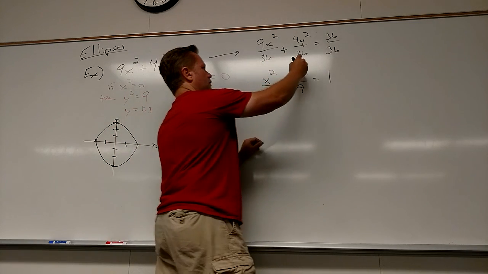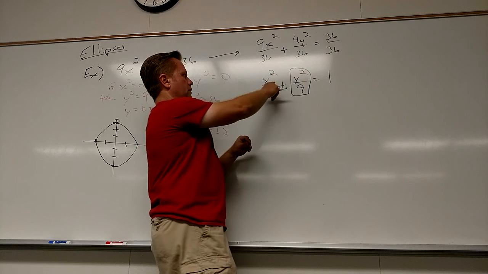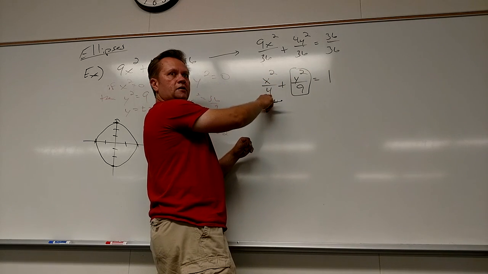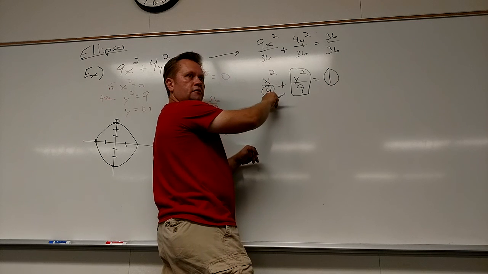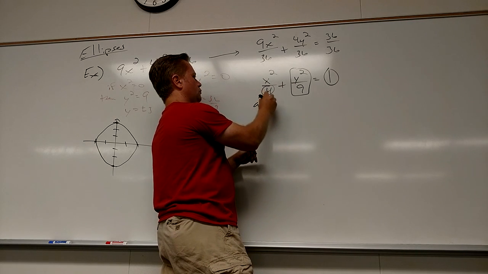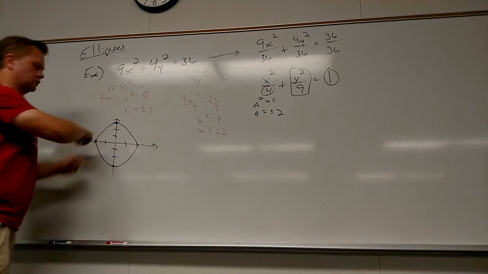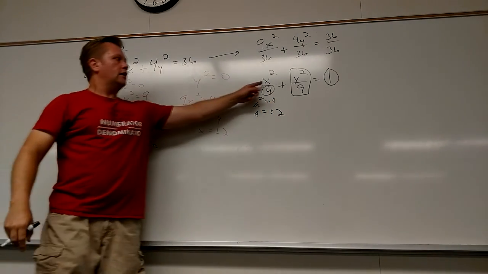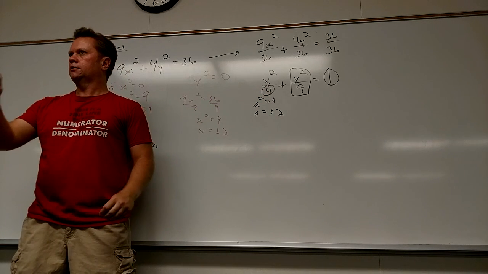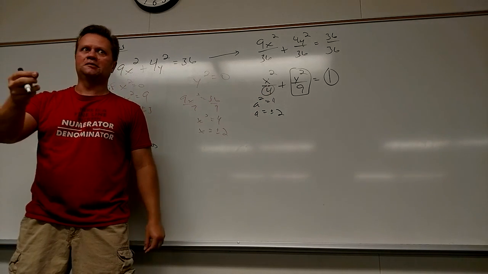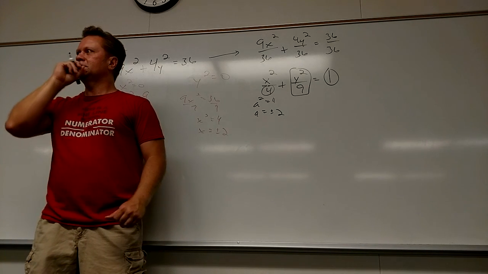Because if this is 0, what's this got to be? 1. And what makes it 1 is when x squared equals 4. So instead of doing all that, just put it in this form and then look. That's 4, so if a squared is 4, what's a going to be? Plus or minus 2. So it's going to go up 2, down 2. In which direction? The x direction, because that's what the number was with. That's awesome. Let ellipses be easy.